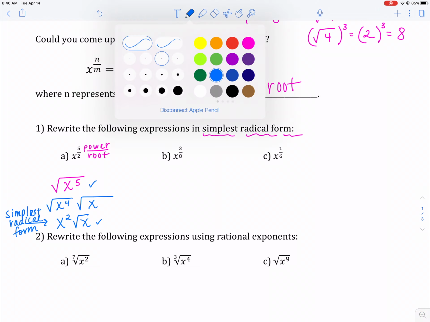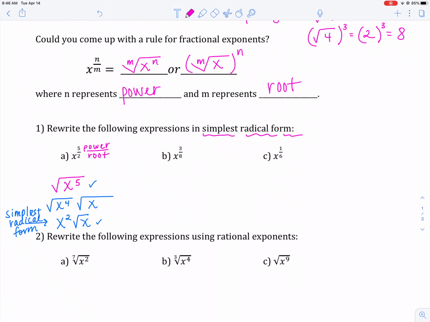Okay, let me try another one. So if I have x to the 3 over 8, the 3 is the power. The 8 is the root. So now, again, this little thing right here technically has a root of 2. It's called the square root. But if there is a number there that you now know is not 2, you're going to use 8 as your root. It's the 8th root of x to the third power.